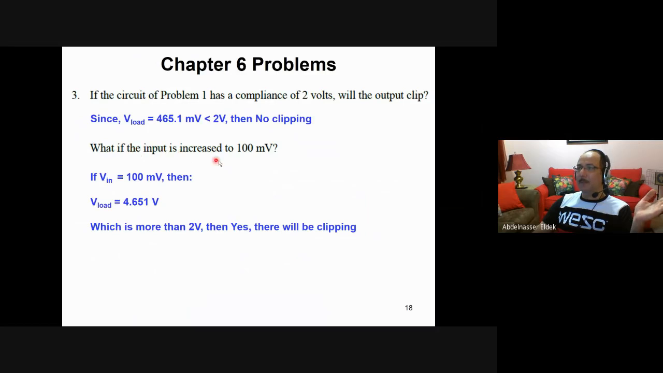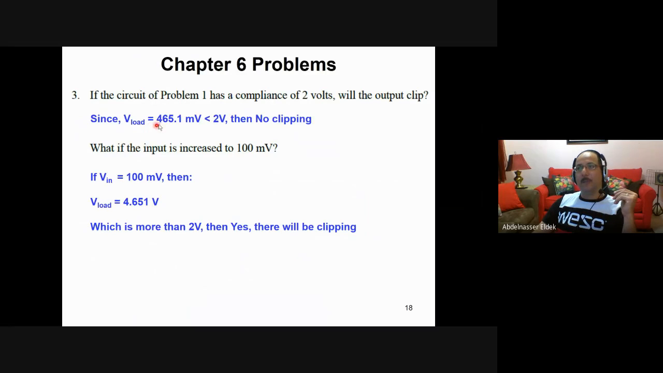But what if the input is not 10, like the previous example was 10? Make it 100. If it is 100 milli, so 10, make it 100, you multiply it by 10. Then for sure you multiply the output also by what? By 10. So in this case, V load will be this number times 10.